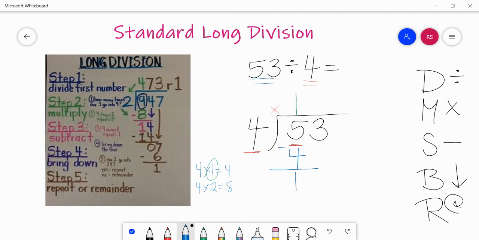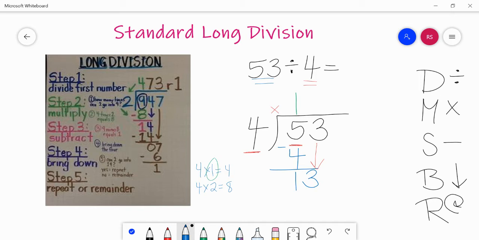And now it's time to bring down our next number. So I'm going to bring down this 3, because that is the next number in my dividend. When I bring down this 3, I have created a new dividend. If we go backwards a little bit, I was not dividing 4 into 53, right? I was not asking myself how many times does 4 go into 53. I was asking myself just how many times does 4 go into 5. If I have 5 apples, I'm able to make one group of 4, with 1 left over. So that's where my 1 left over comes in.